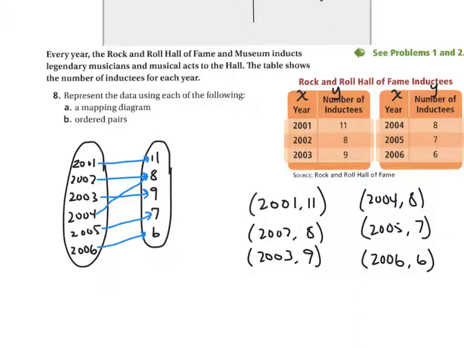Okay, now in your class kick, you should be able to complete the first question there for being able to represent with mapping diagram and ordered pairs.